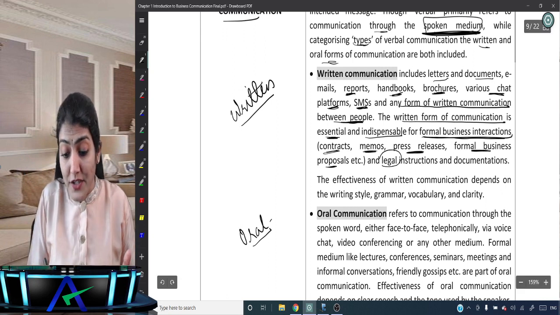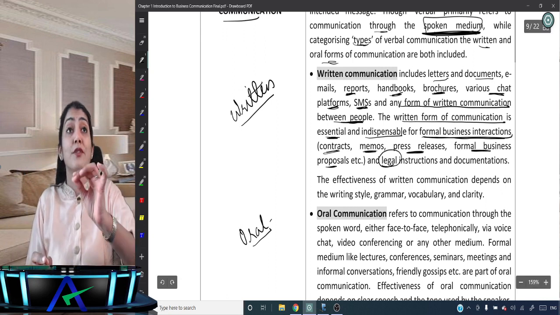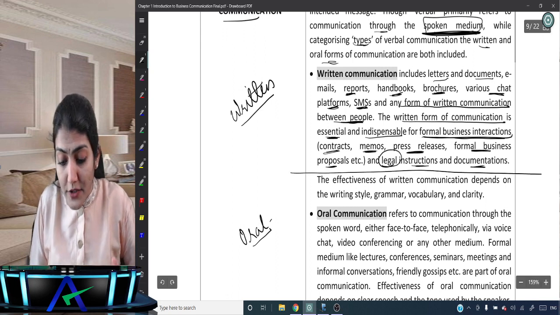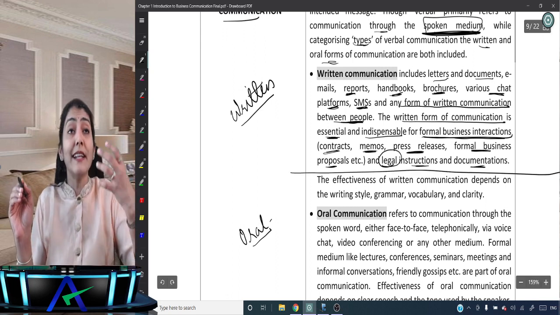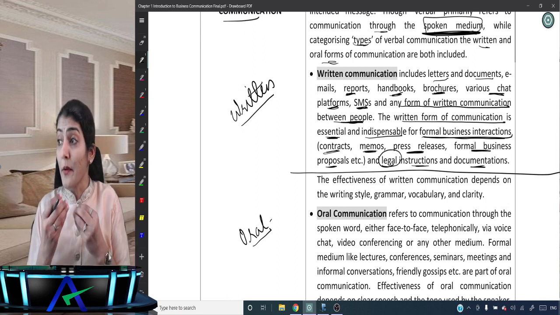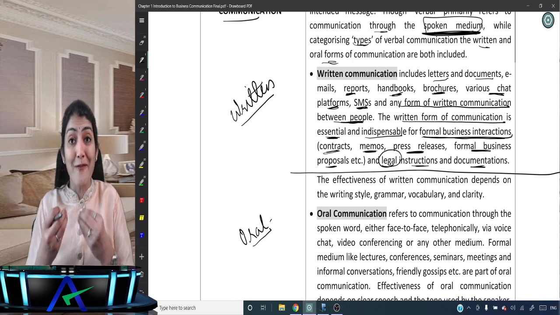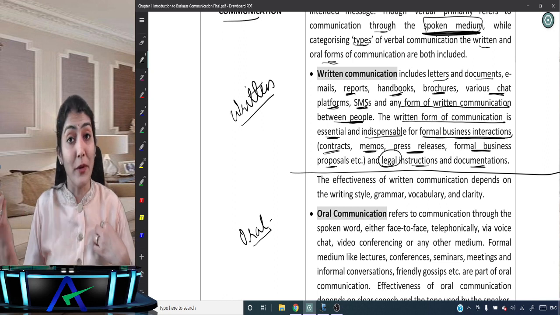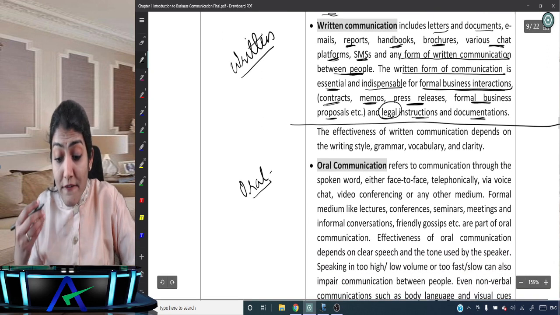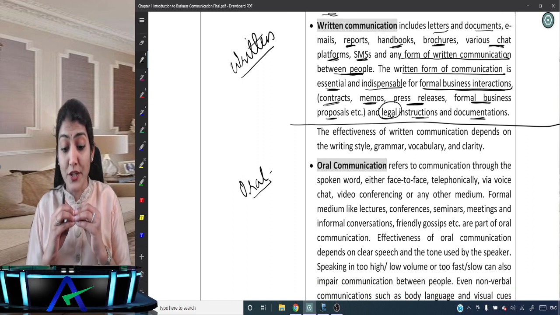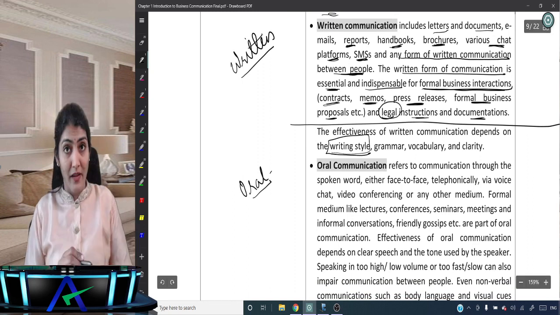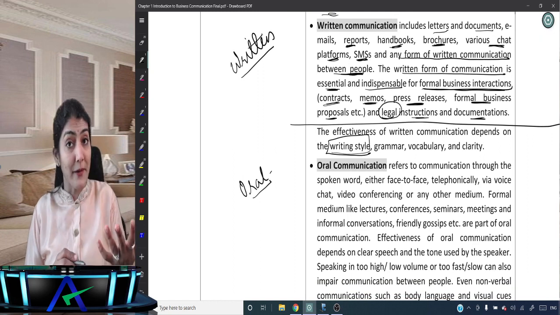And legal instructions. That's what I told you, all the registration of property and so on, right? Legal instructions and documentation. So written communication. Everywhere you see a word, everywhere you see something in writing, that is a written communication. And the effectiveness of written communication depends on the writing style, how good you are at writing.